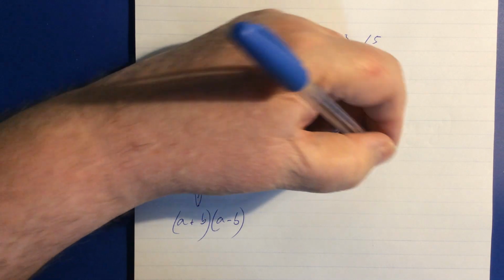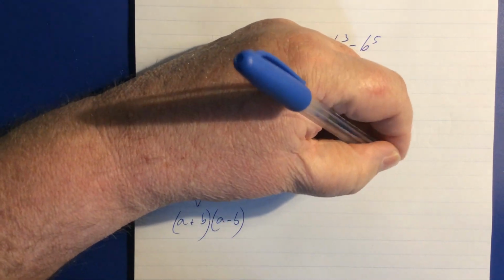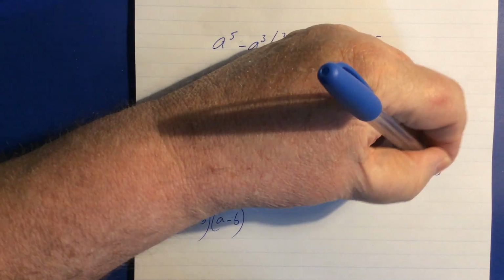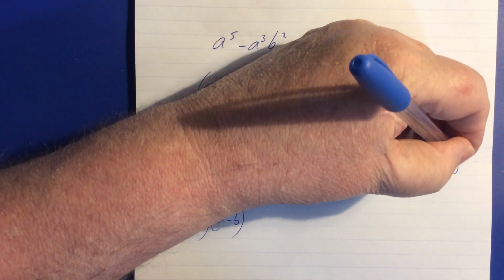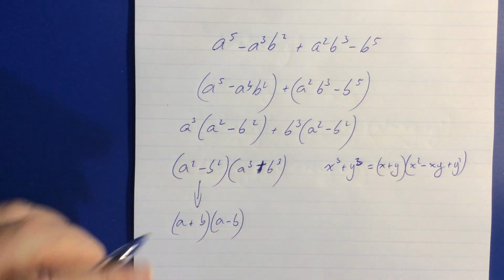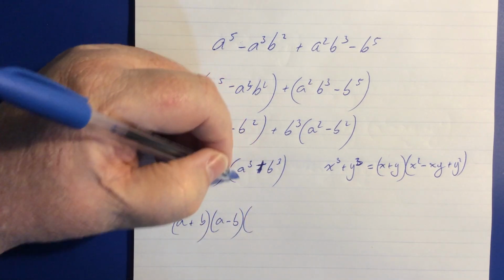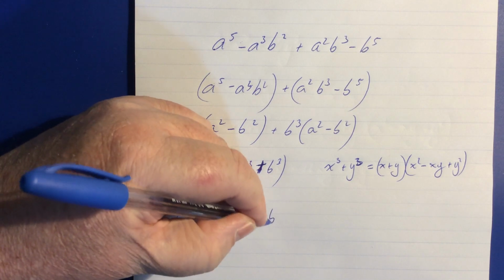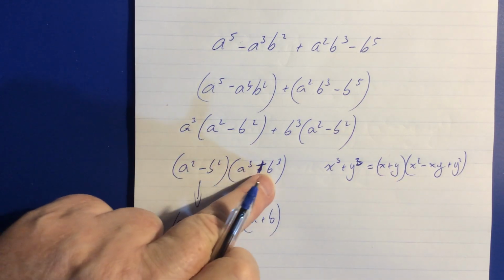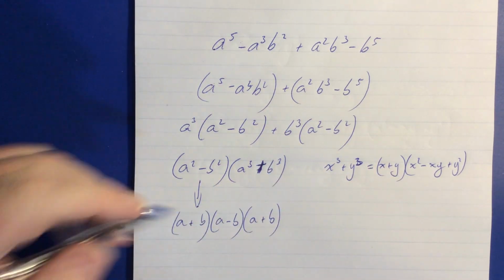Now this is one of these: x cubed plus y cubed equals x plus y into x squared minus xy plus y squared. That factorizes to that, and that's what we're about to do. So, a plus b. That's the first step. That is a is x, b is y in this case.